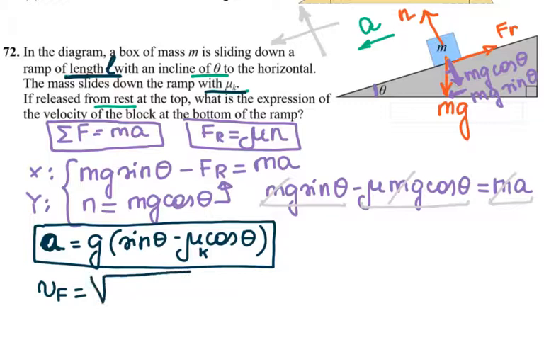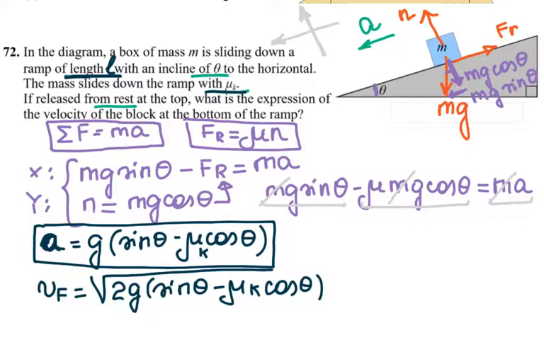So I have the square root of 2 times acceleration times the distance. And here is your final solution.